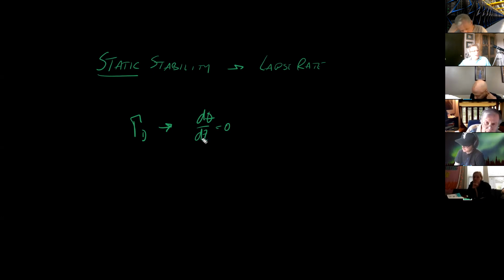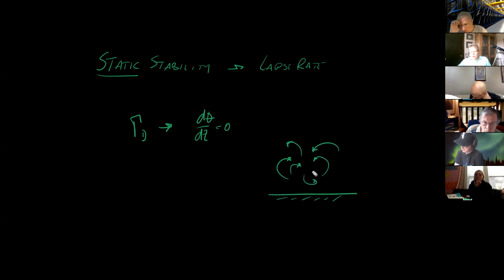How does theta change with respect to height? It doesn't. When I have the ground and I'm mixing the atmosphere with turbulent eddies, in the boundary layer, I'm redistributing heat. That is what I'm attempting to do. So in the boundary layer, the atmosphere is dry adiabatic, or at least approaching dry adiabatic. It's well mixed, okay?